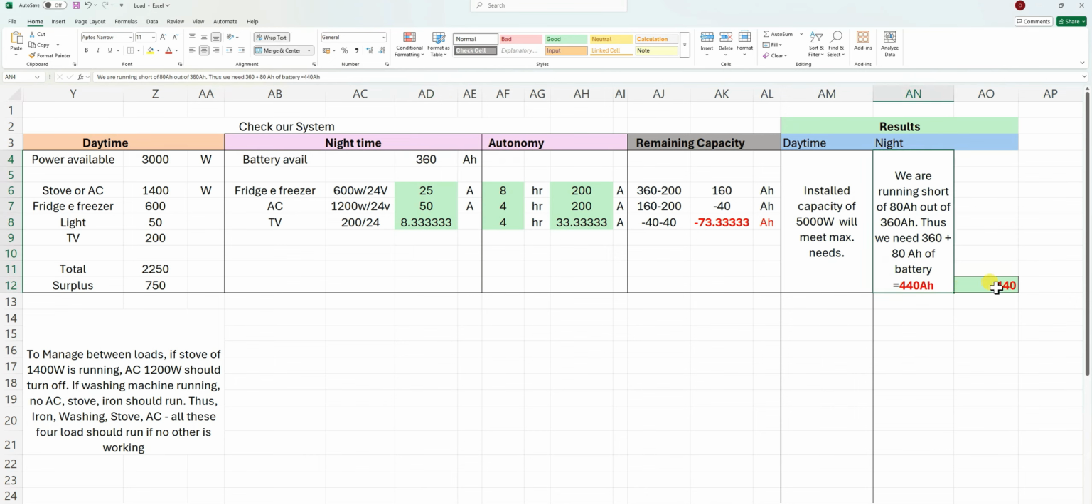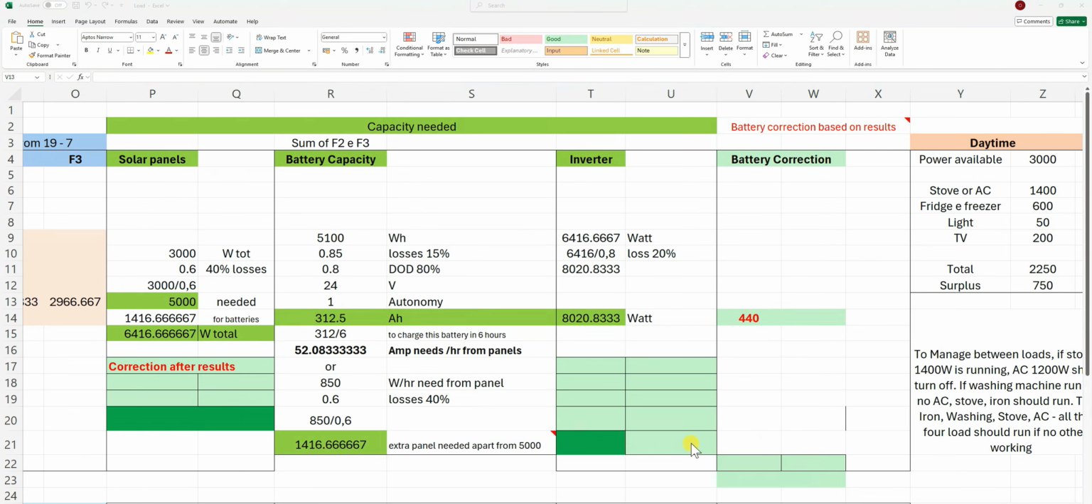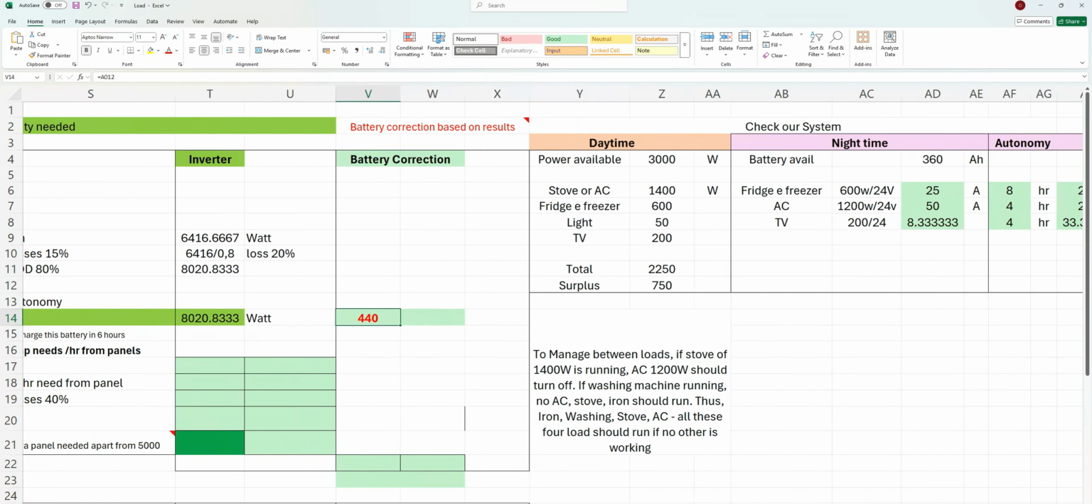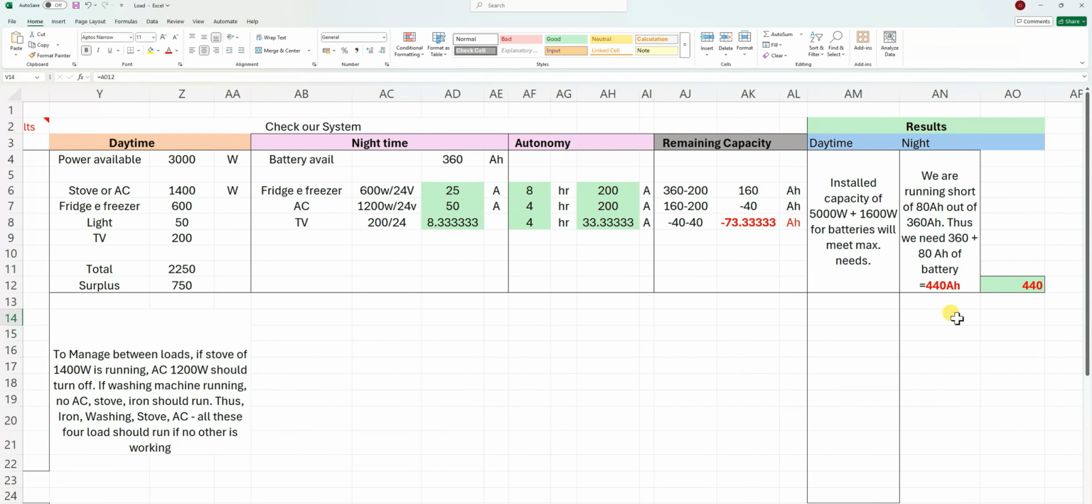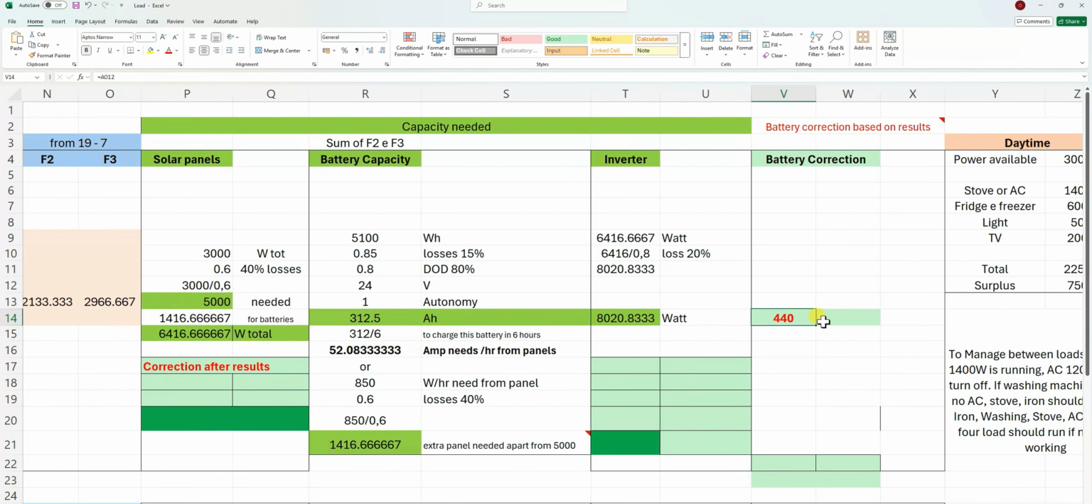Now let's recalculate our solar system, the solar panels and battery system. So, corrections after the results that I just discussed before. Okay, before going into correction in the results, I have to do the battery corrections. What I had decided before was that I would be needing 440 ampere hour of battery. So this is the ampere hour, and I have to calculate the watt hour. So I use the reverse formula that I used here.